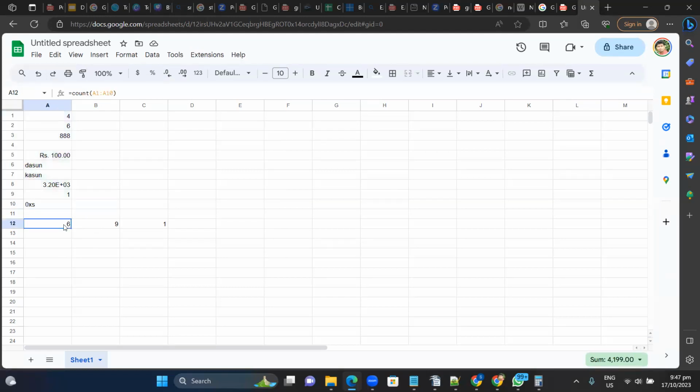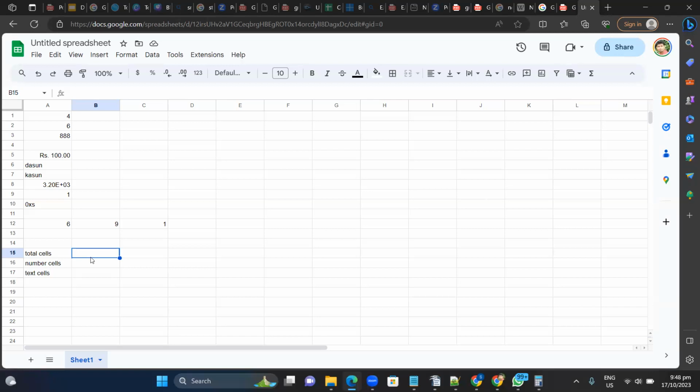Because count will count only the numbers. Can you tell me how to count total cells? Number cells, text cells. So how to count the total cells? Suggestions. You can use your chat box or your microphone. Please send me your suggestions. How do we count total cells?